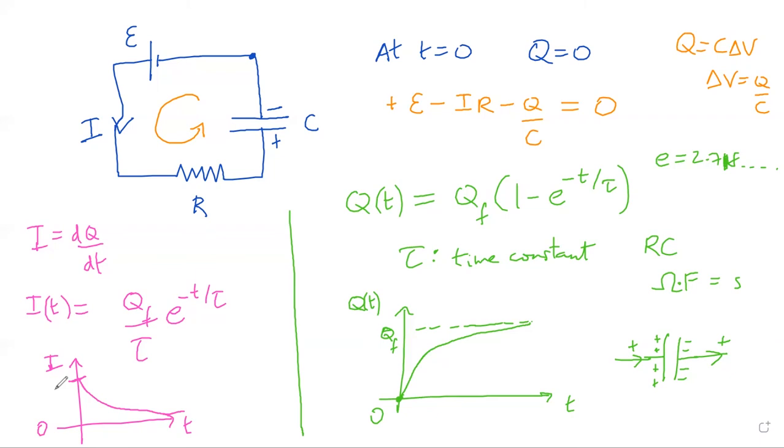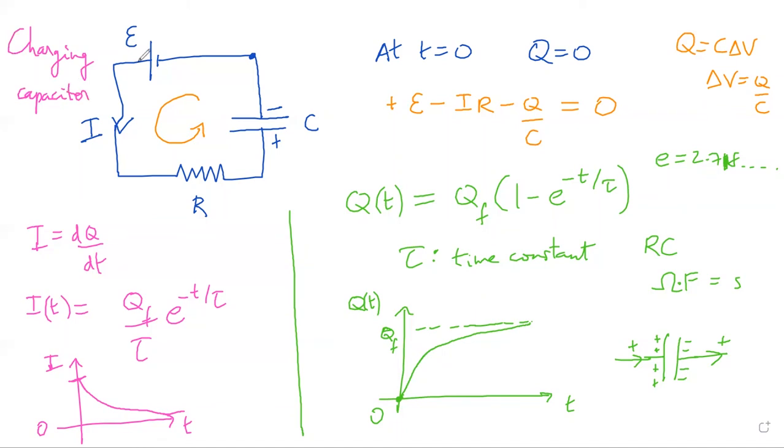Remember that a capacitor is not the same as a resistor. For a resistor, if there is no current, there is no voltage drop. But for a capacitor, as long as there is charge, there is a voltage drop. And so a fully charged capacitor has a very large voltage drop across the plates. So this is the case of a charging capacitor. Let me just write that here. This was a charging capacitor.